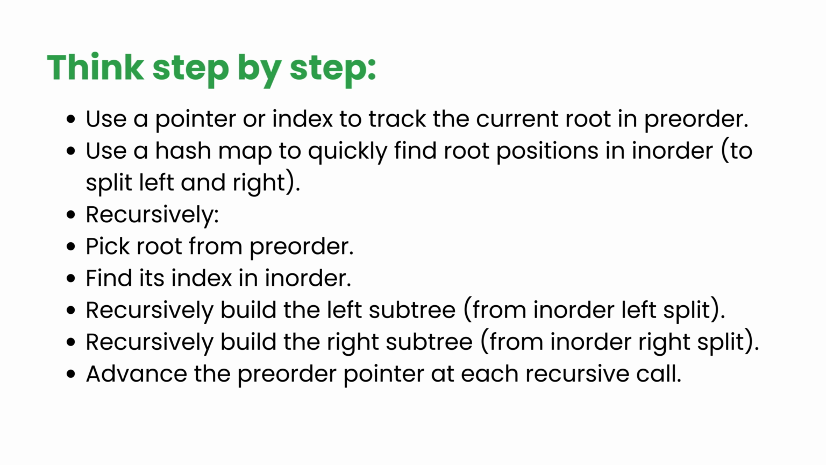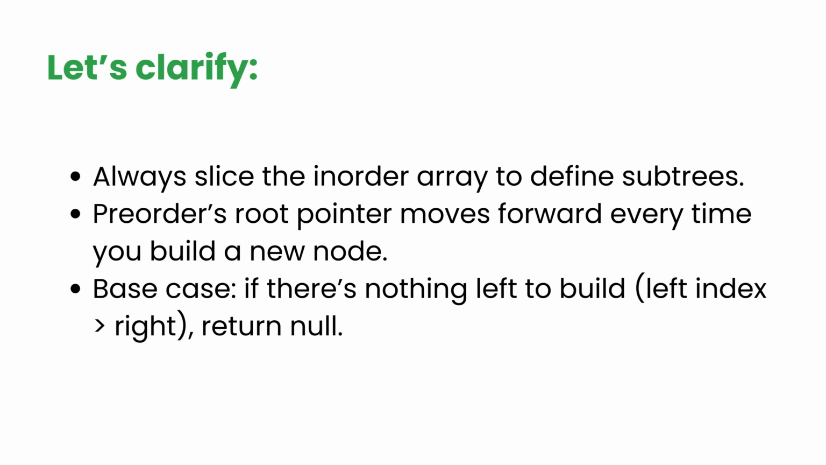Recursively, pick root from preorder. Find its index in inorder. Recursively build the left subtree, from inorder left split. Recursively build the right subtree, from inorder right split. Advance the preorder pointer at each recursive call. Let's clarify. Always slice the inorder array to define subtrees. Preorder's root pointer moves forward every time you build a new node.